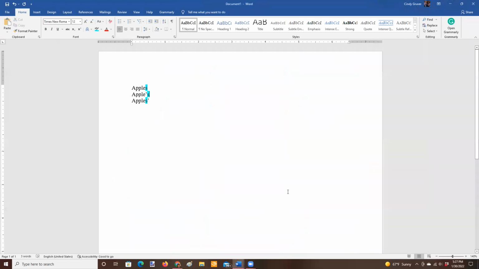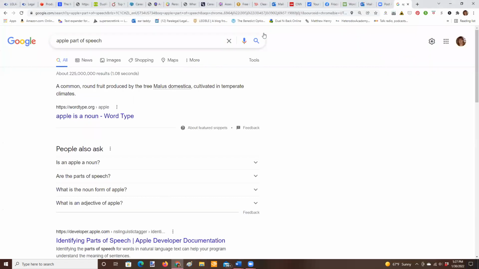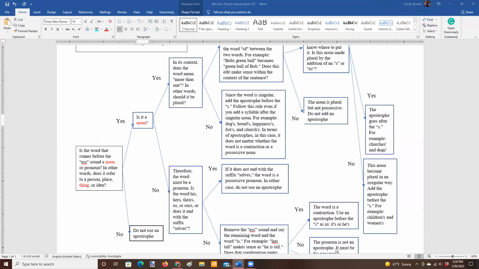Okay, well, now we're going to add a little bit more granularity. Let's say that our sentence was, the apples cores were brown with age. Okay, let's say this is the sentence. The apples cores were brown with age. So we're trying to figure out in this context, in the sentence that we're dealing with, does the word apples mean more than one?